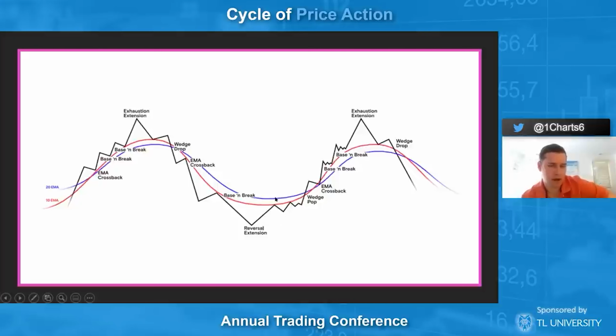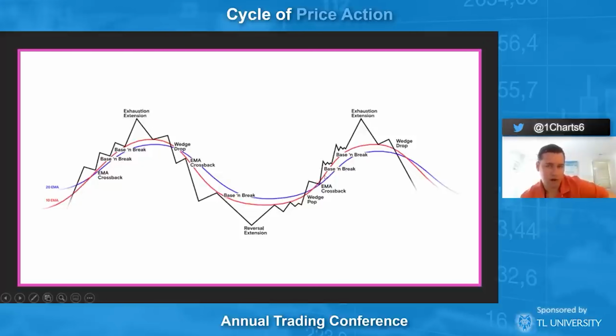So the key is you come up to the moving averages and you base out, you see volatility contract. And then when you pop back up through them, for me, that's the real first beneficial time to get involved in the market. So I call that the wedge pop. And then when you get that first pullback to the moving averages, I call that the EMA crossback. This is another low risk area to try to get long against the moving averages and hop on a potential trend.